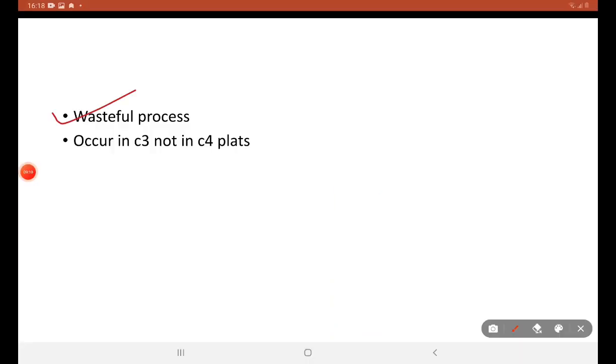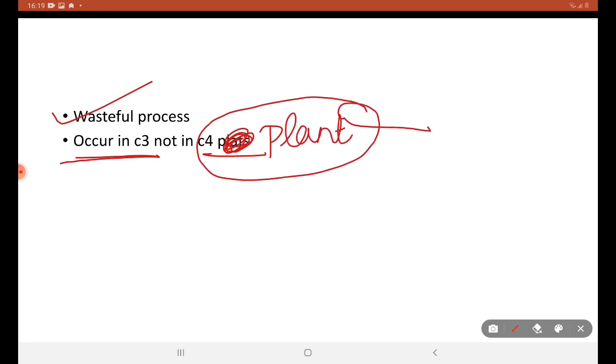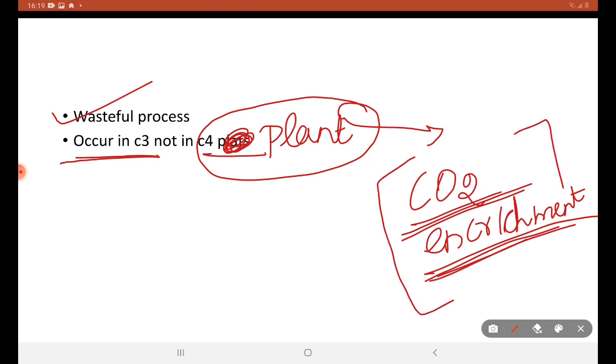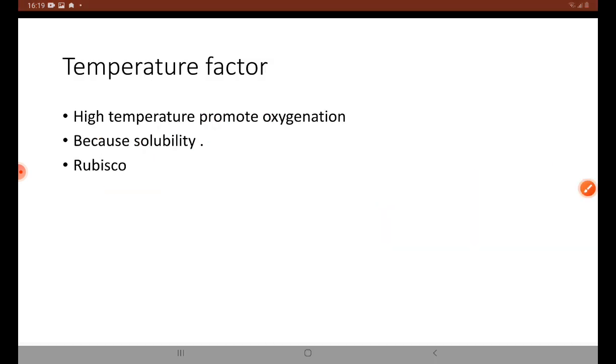As I said, this is a wasteful process. It occurs only in C3 plants and not in C4 plants, because C4 plants have another strategy, which we will see when we study the C4 cycle, that is the carbon dioxide enrichment pathway. In this pathway, they make the carbon dioxide content high inside the plants. So the oxygenase activity of Rubisco is switched off and the carboxylase activity will begin. So it does not occur in C4 plants, it occurs only in C3 plants.